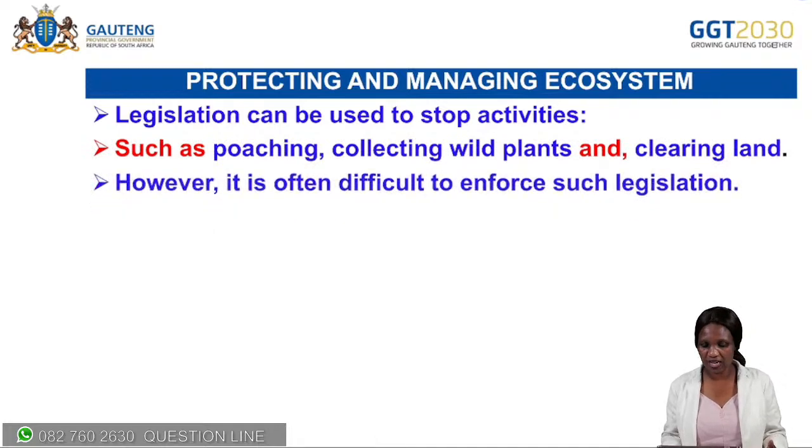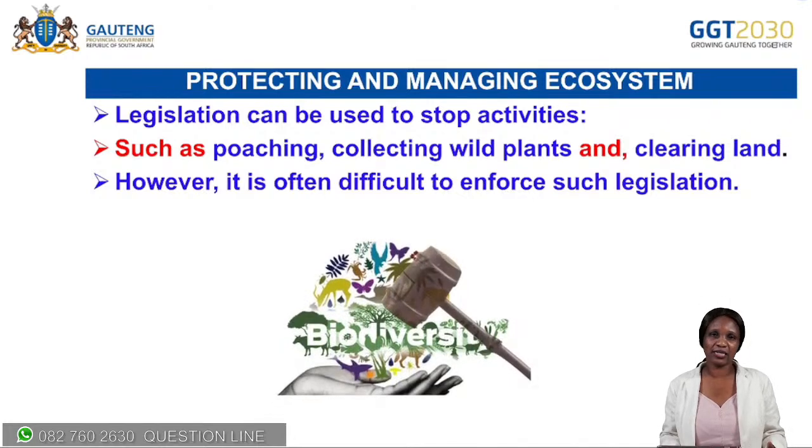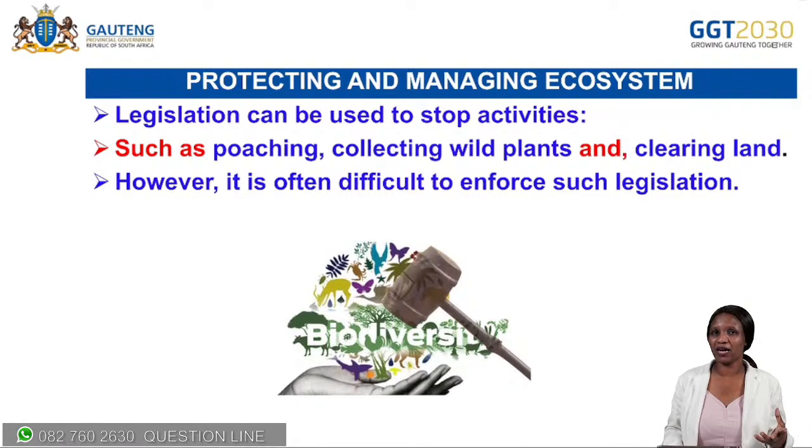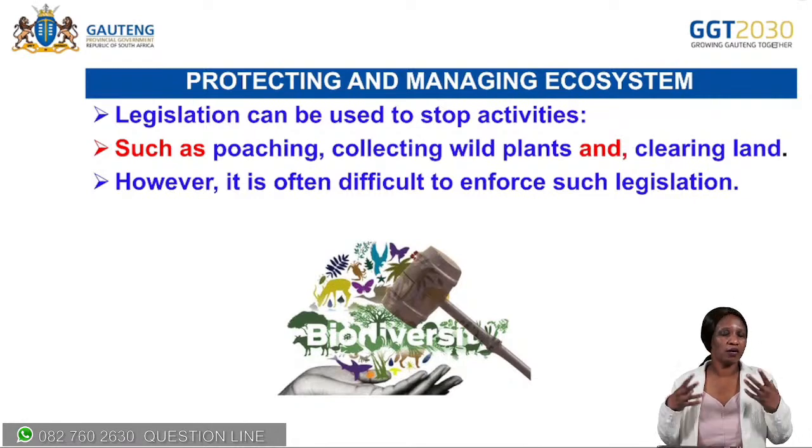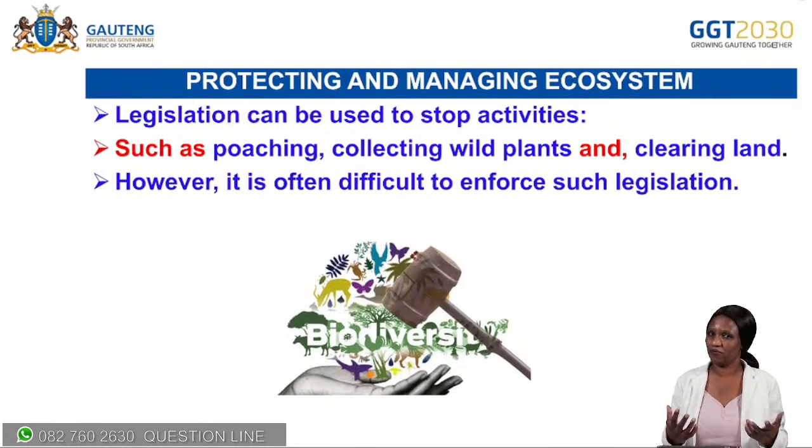However, it is often difficult to enforce such legislation. Okay. At times it is very difficult. That's why in Kruger National Park, you come across the rhinos that have been killed by the poachers. But we are doing everything. The government is doing everything in its power to cap this, to stop this. All right.